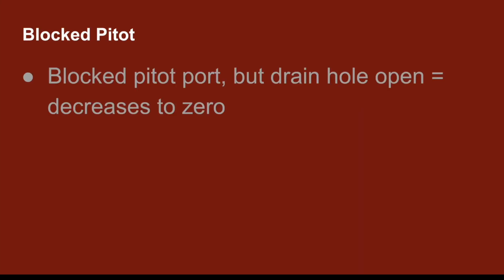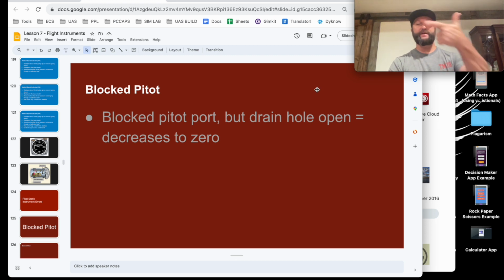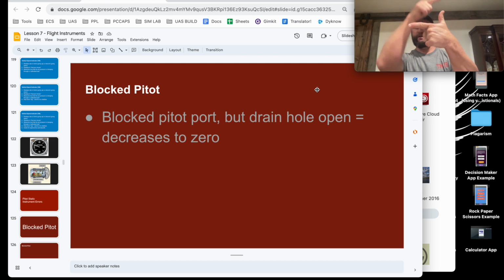Well, the only one that uses the pitot tube is the airspeed indicator, so it's the only one that's going to be affected by it. So a blocked pitot port, but the drain hole is open, it decreases to 0. So what's a drain hole? Well, you've got the pitot tube, and the air is coming into the pitot tube, and it goes up into the air lines, into the airspeed indicator.